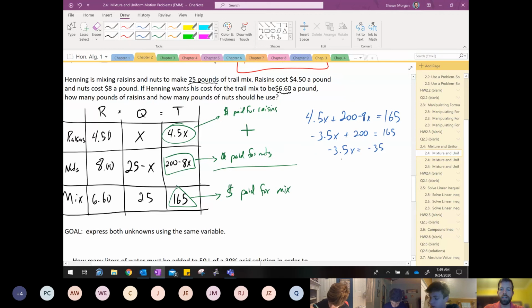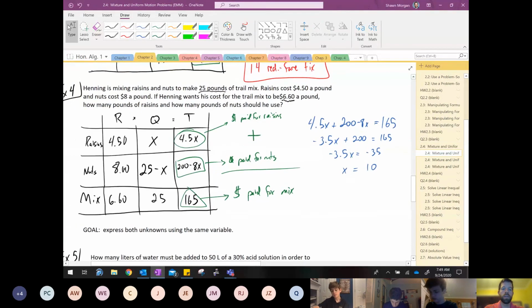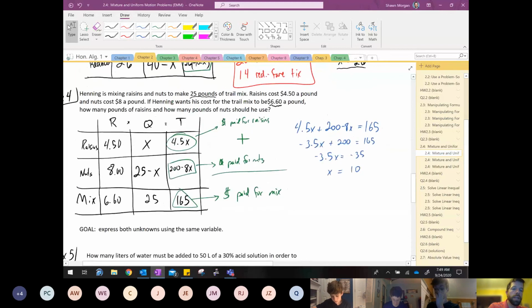Ooh, and that's going to work out nicely again. X equals what? What's 35 divided by 3.5? 10. Yeah, very good. And it's a positive 10 because a negative over a negative is a positive. So what did we just answer? We just answered how many pounds of raisins there are. There are 10 pounds of raisins. What does that mean there's going to be as far as pounds of nuts? 25 minus 10 equals 15. So we got 15 pounds of nuts.